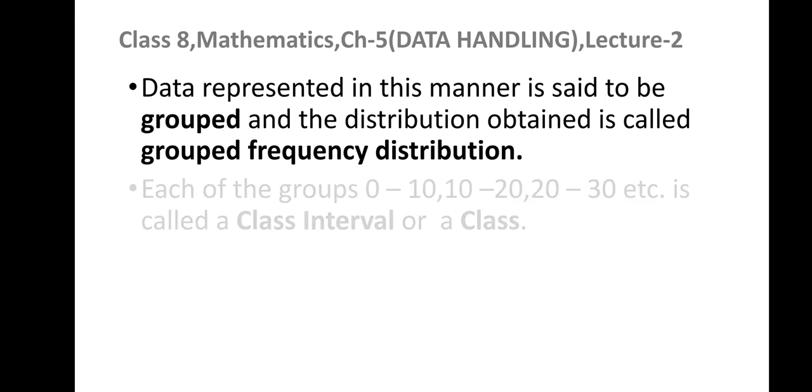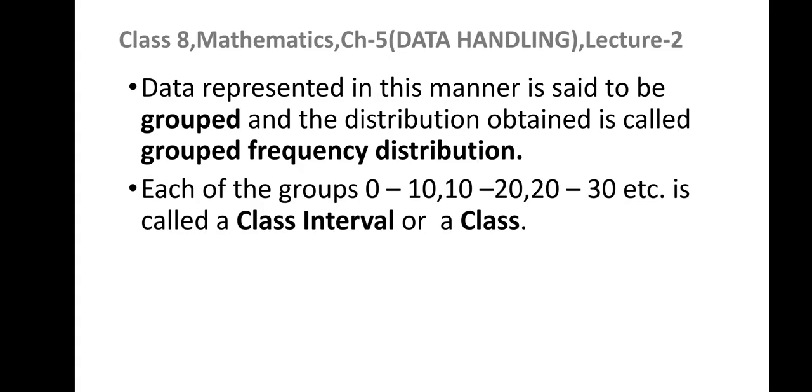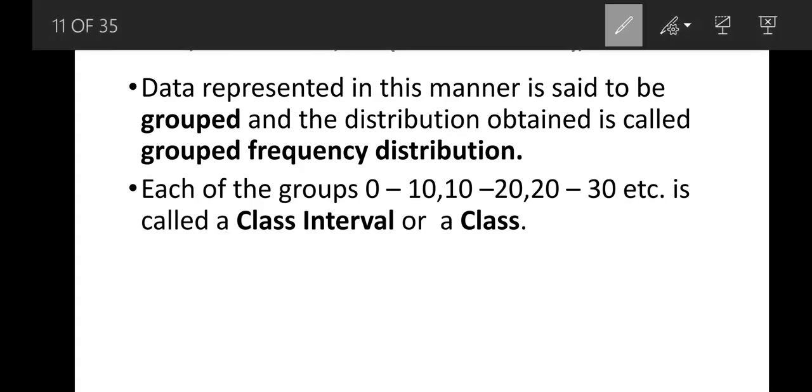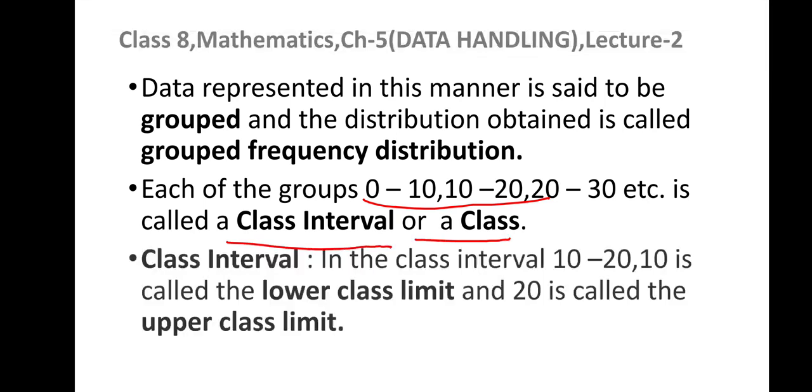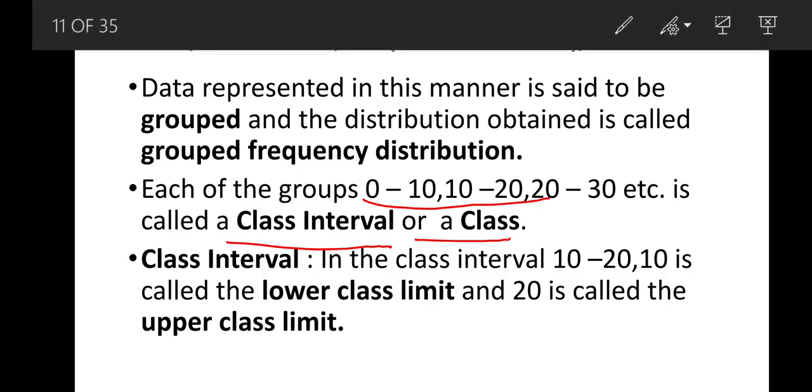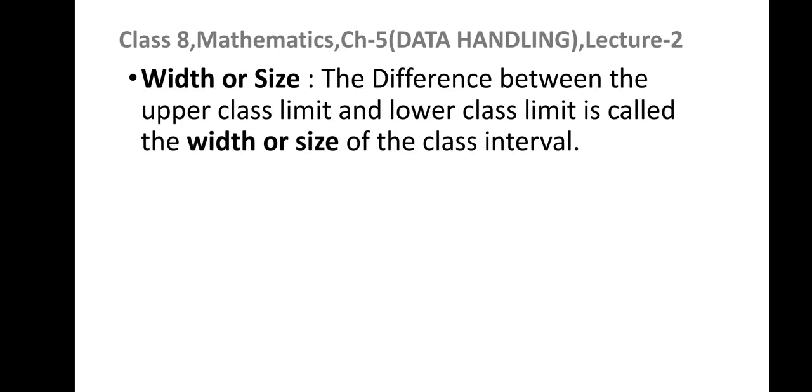Simple as this. Now each of the groups 0 to 10, 10 to 20, 20 to 30, these are called a class interval or simply a class. And what is this class interval? I told you, basically this is the class interval. Here it should be the definition of lower class limit and upper class limit only. So in the class interval 10 to 20, 10 is the lower class limit and 20 is called the upper class limit. And width or size.